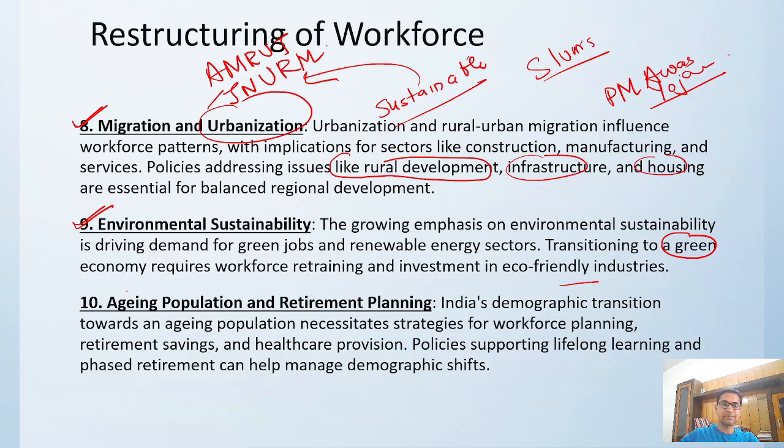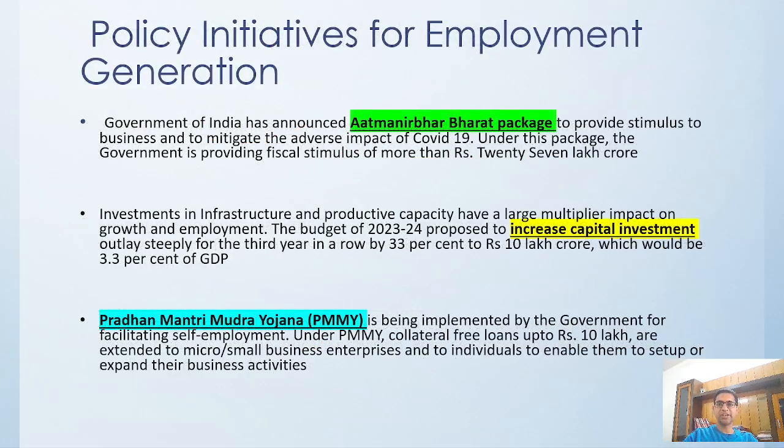At the same time, we have to look forward for our dependent population. Below 14 and above 64 is the dependent population. We have to provide them with proper retirement saving. We have to provide healthcare benefits. That is why we have started Atal Pension Yojana, and various other yojanas are running. Pradhan Mantri Jeevan Suraksha Bima Yojana. All these yojanas are running in order to provide proper benefit to these people. So this is how we can restructure our workforce. Now, what are the policy initiatives for employment generation that have been there in our country?